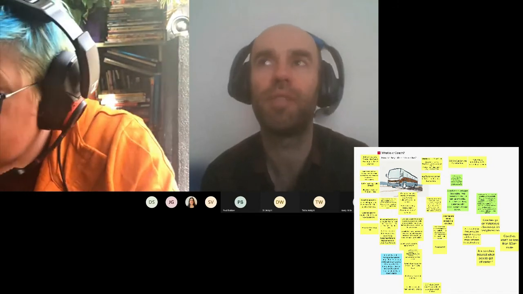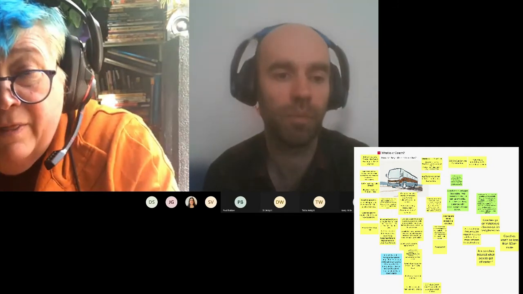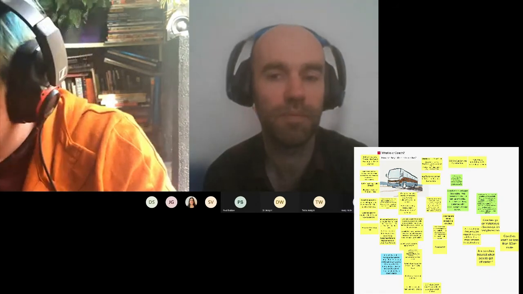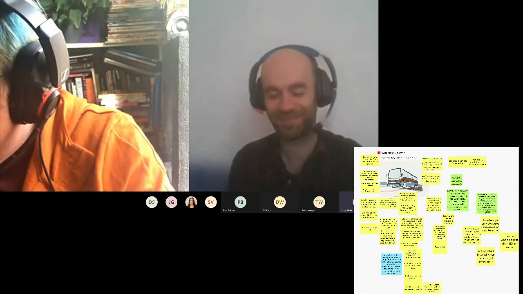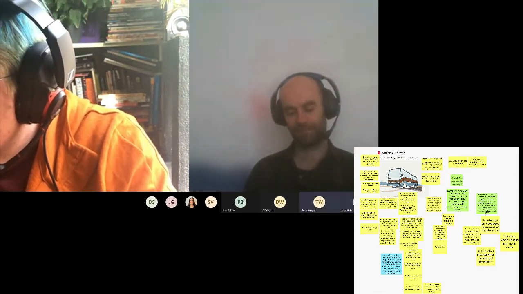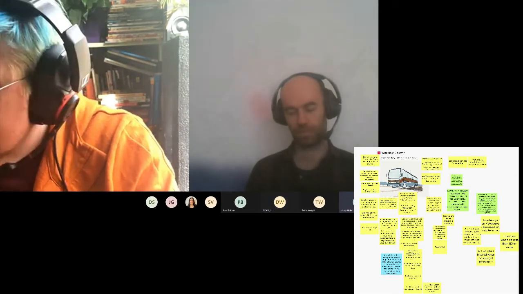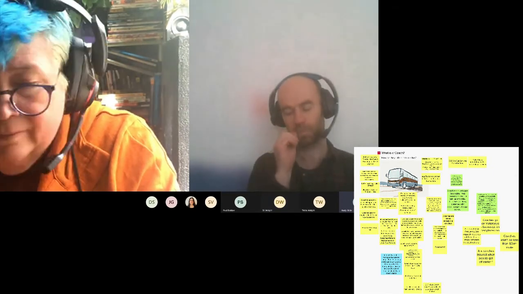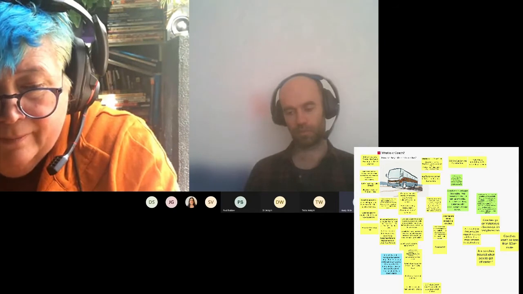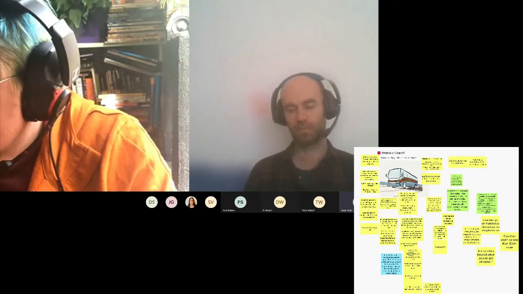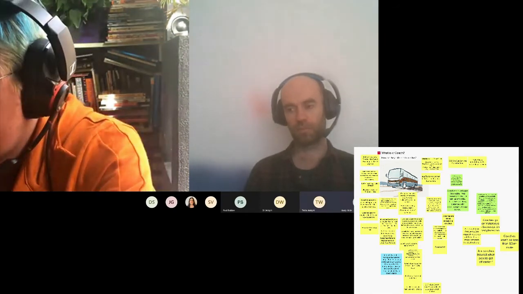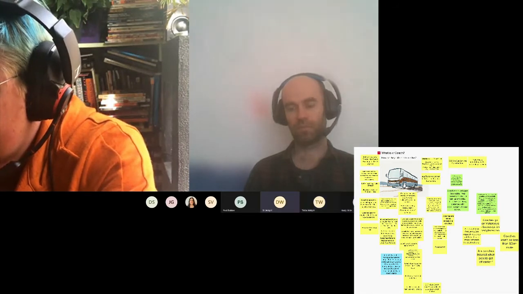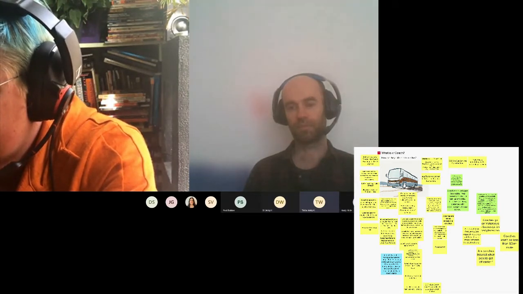Should there be a difference in NaPTAN? This is going to be one of my next questions. See, that's again the thing with bus stops. All bus stops are BCT or BCS. The B is bus, the C is coach. BCT is bus, coach, taxi on street. Yeah. No, it's not taxi, it's tram.